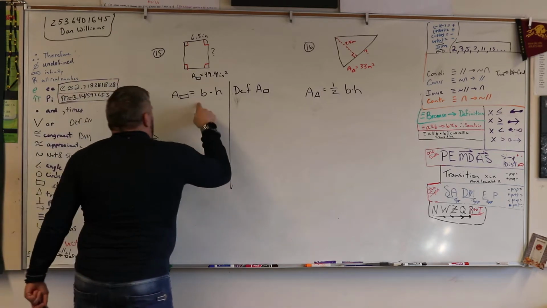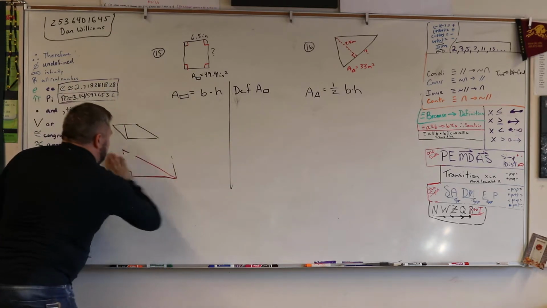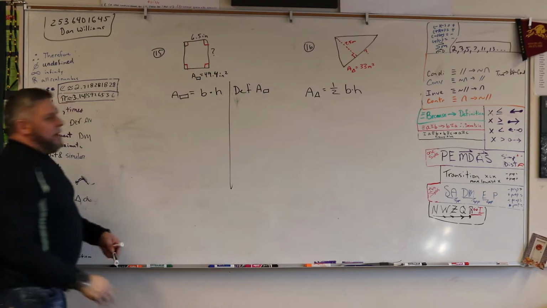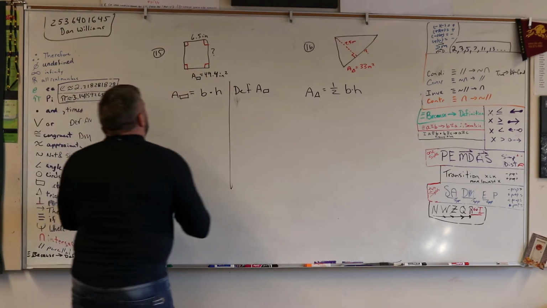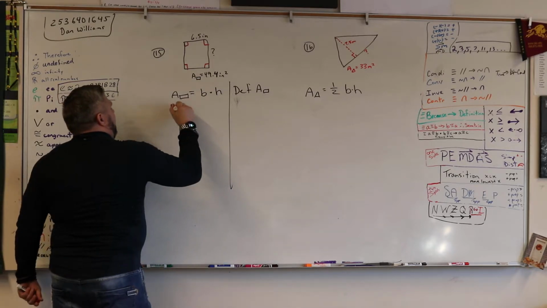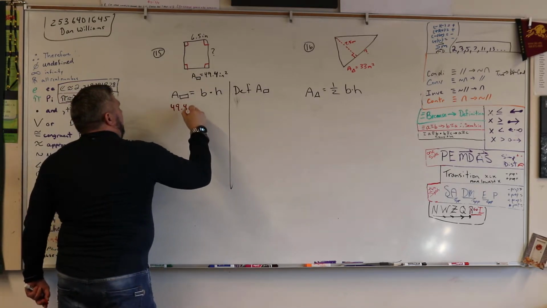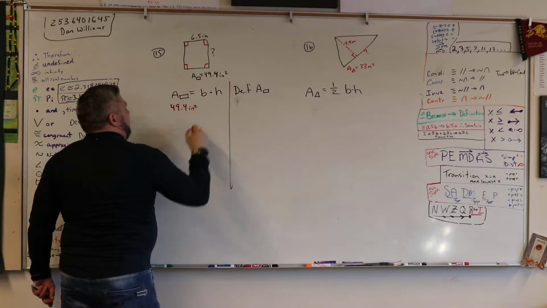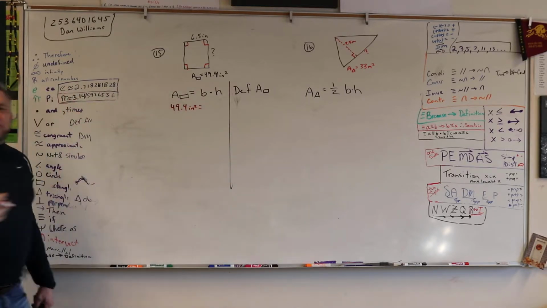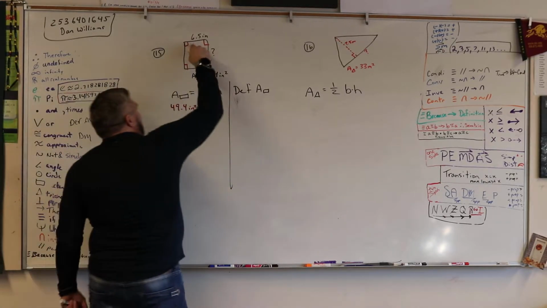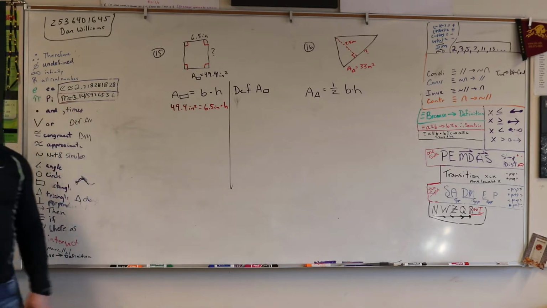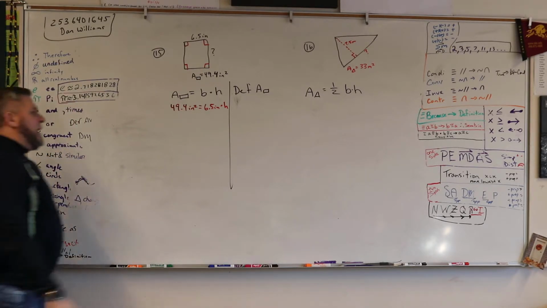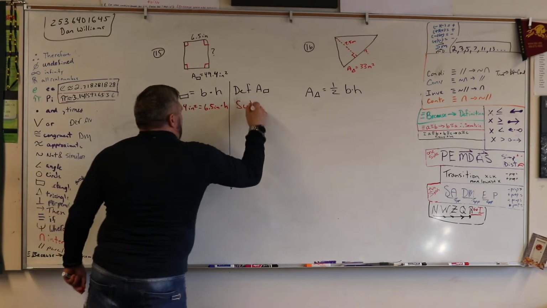Now, when we do that, let's get rid of this guy. All right. Now we plug it in, right? Plug it in, plug it in. Okay. So I got area is 49.4 inches squared equals, what's the base? 6.5 inches times the height, right? And so all we did was substitute, right?